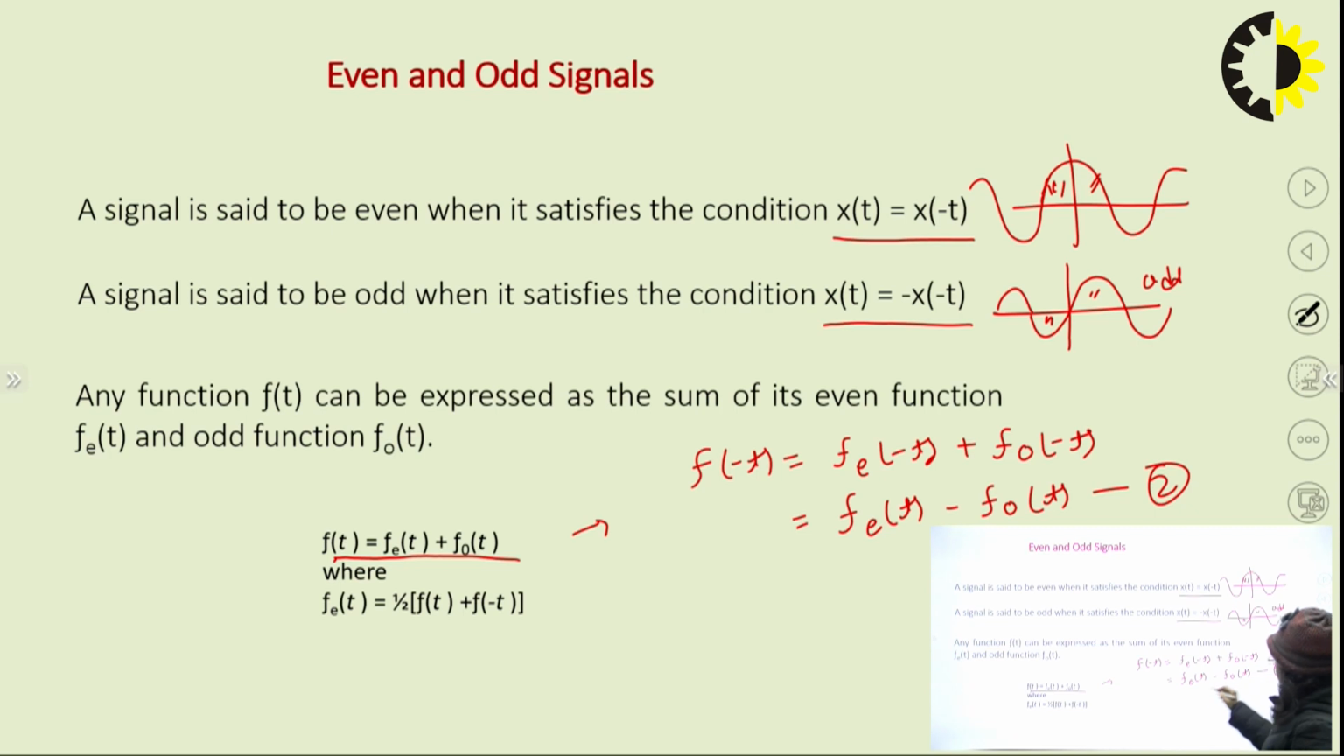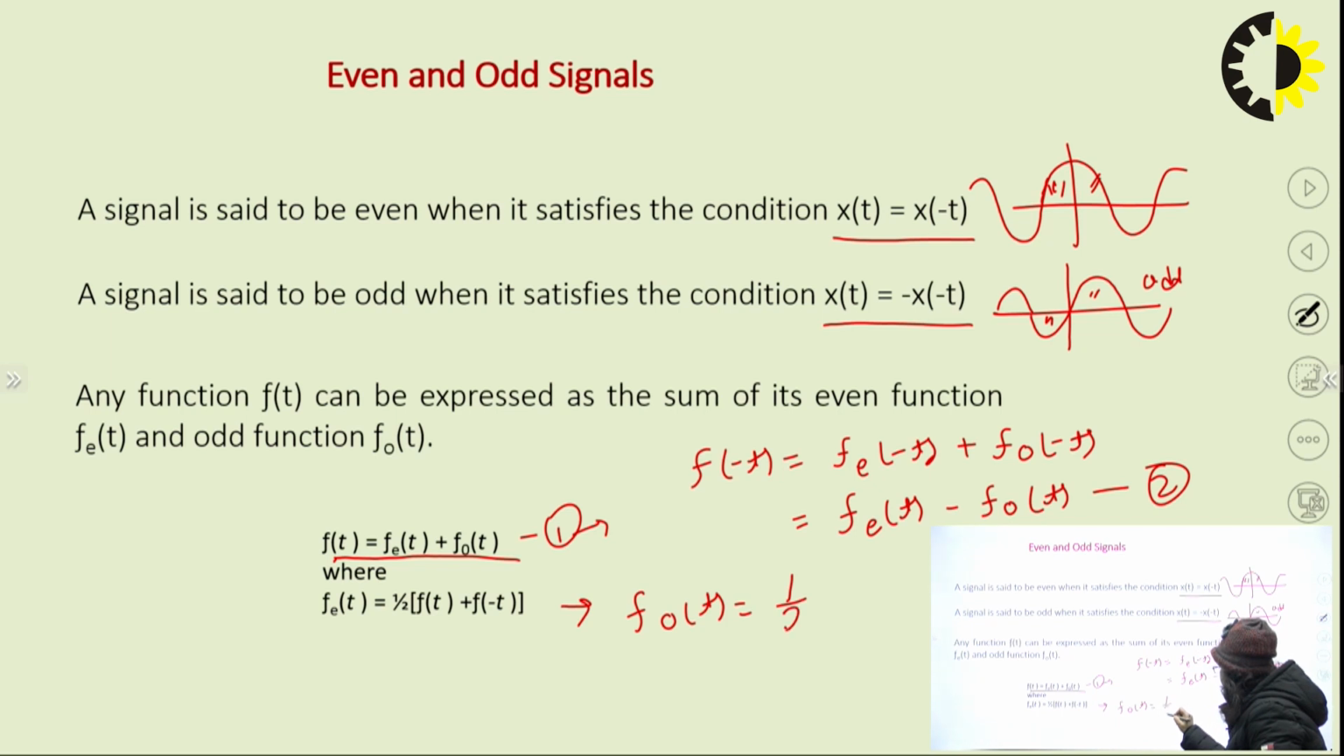Now, if we add those two equations, the odd part will be cancelled out and f even is equal to f of t plus f of minus t divided by 2. Similarly, if we subtract these two equations, the f odd part is equal to half of f of t minus f of minus t. So by using these small formulas, we can easily find out the even and odd part of any function.